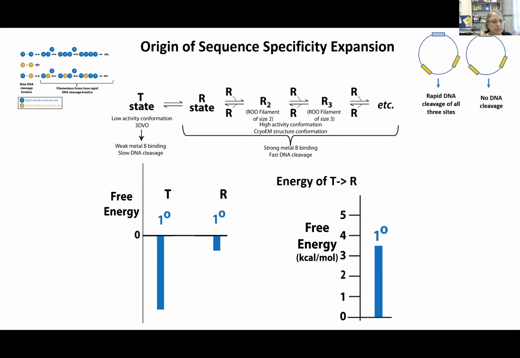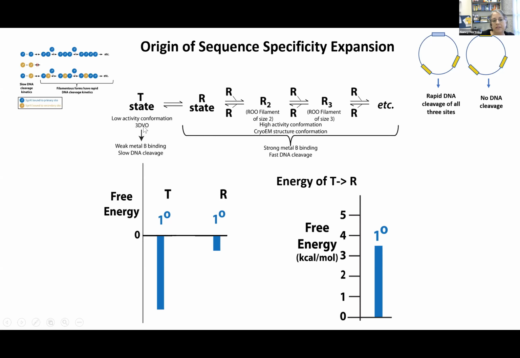But what about this business of changing or expanding its sequence specificity? So we had our model here about forming filaments, but in this case, we expand it to include conformational state. The low activity conformation we call the T state. This has the weak metal binding site and low DNA cleavage kinetics. We think it's in an equilibrium, when the enzyme's bound to DNA, with the other conformation, the high activity conformation.